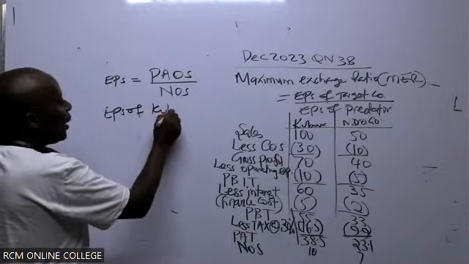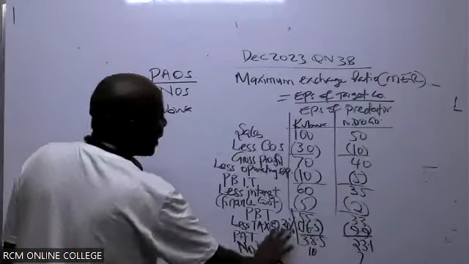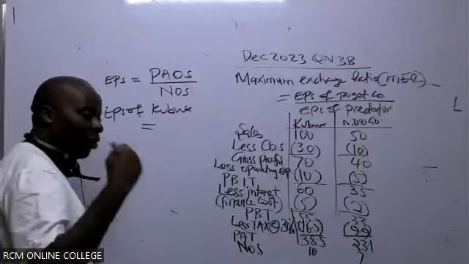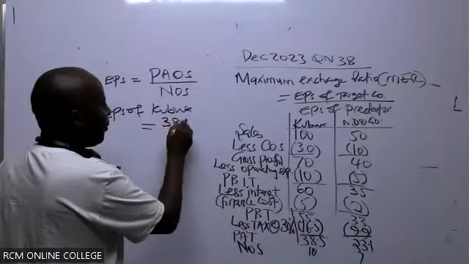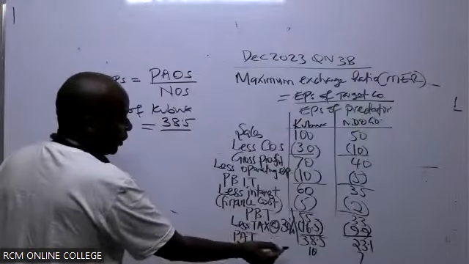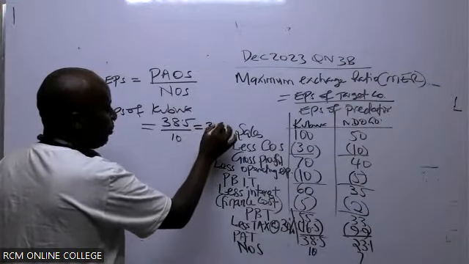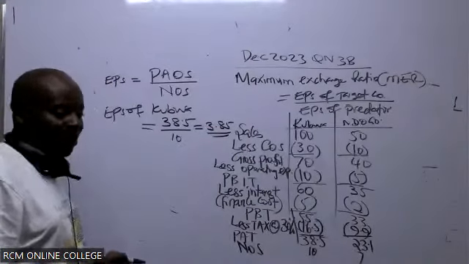EPS of Kubwa. All these profits here are attributable to ordinary shareholders because we don't have any preferential shareholders. So here we have 38.5. We divide this by the number of shares outstanding, which are 10. So EPS of Kubwa will be 3.85. Is that okay? 3.85.